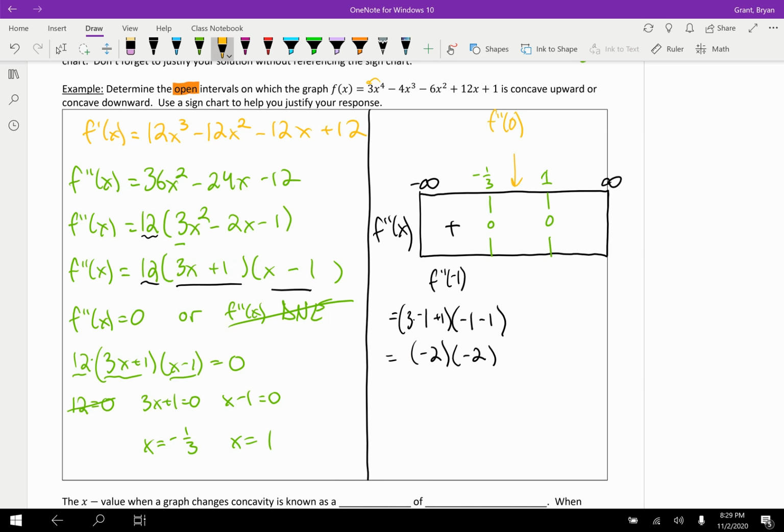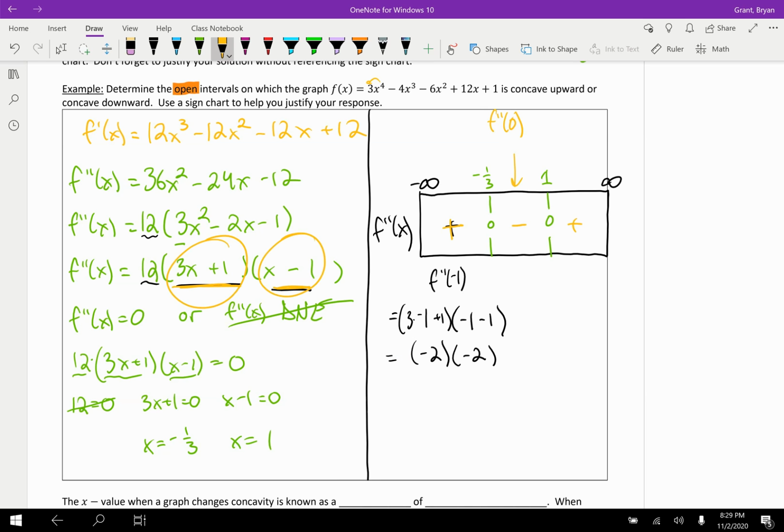Yeah, 0 is smaller than 1, greater than negative 1/3. Substituting in 0 here, can we see that this is going to be positive? This is going to be negative, so we end up with a negative. And then we should probably try 2. Positive, positive if we try 2, so our last interval is positive.